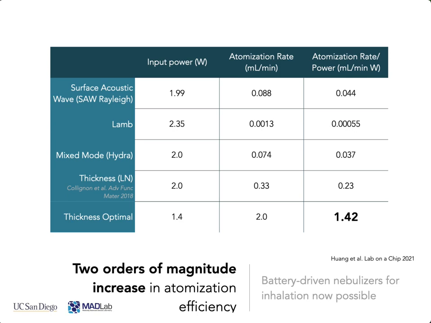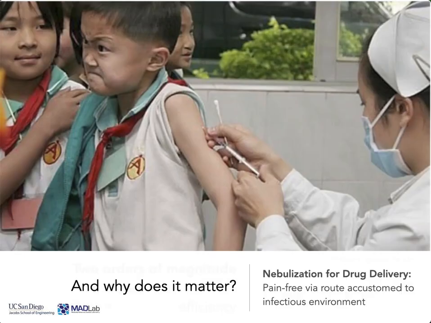And we're putting in about 1.4 watts, which is at the higher end of what's suitable for, say, battery operation. But on the other hand, it's generating 2 milliliters per minute of atomization for water. So, as you all know, it really matters in the context of drug delivery, and of course that's why we're all here at this particular meeting.